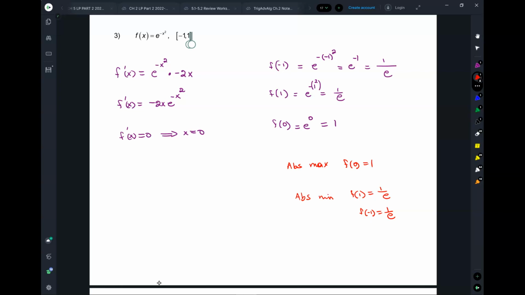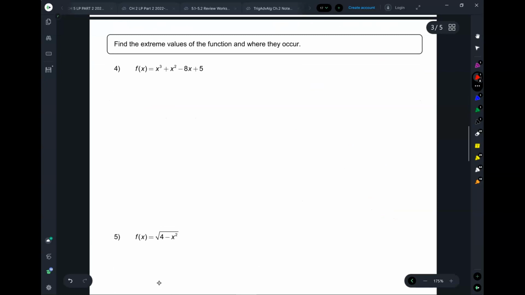Okay, so next, it says to find the extreme values and where they occur. Okay, again, we need to look for extreme values, minimum and maximum. Does it say absolute? No. Is there a closed interval? No. So then we have to do the number line business. So again, you have to do f prime of x. Okay.